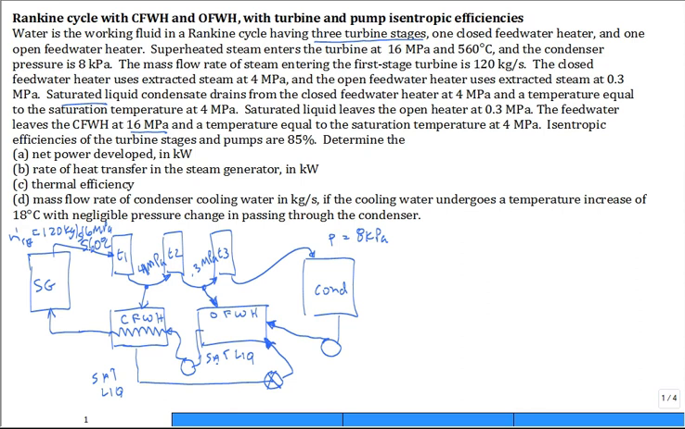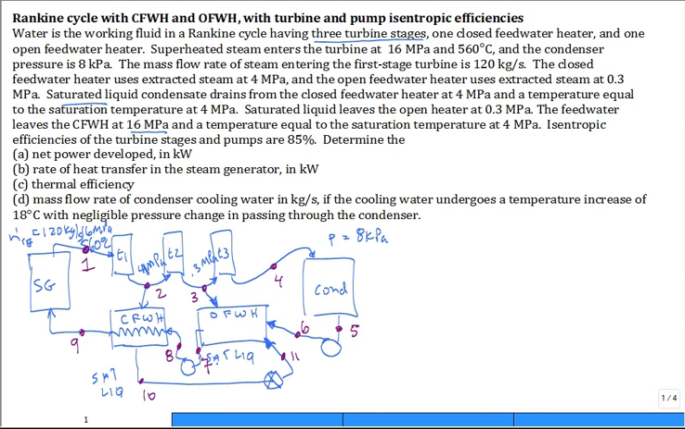Okay, let's put some state numbers. State 1, state 2, state 3, state 4, state 5, state 6, state 7, state 8, state 9, state 10, state 11. So there seems to be 11 unique states for this problem that we could talk about, right? So you want to be able to walk through and identify the pressure at each of these states. At this point, we should be able to do that.